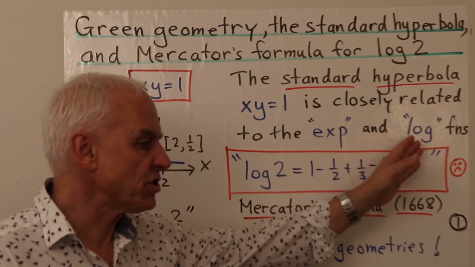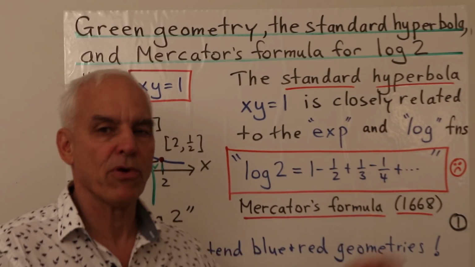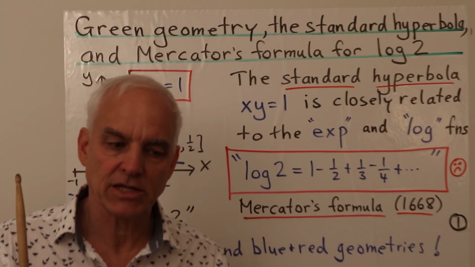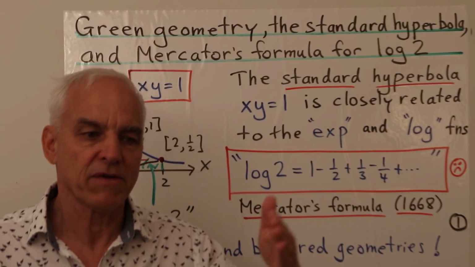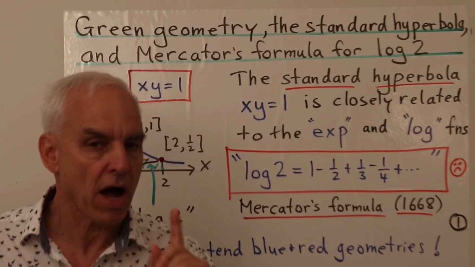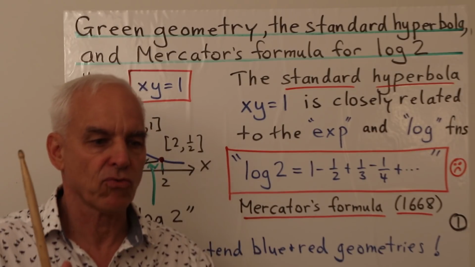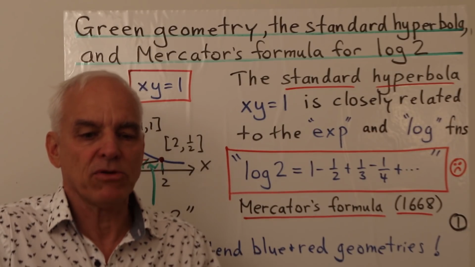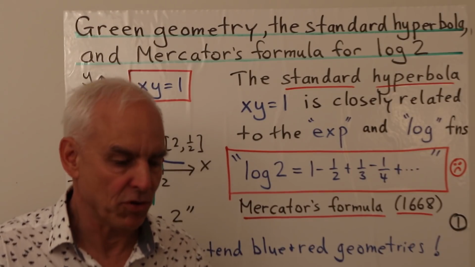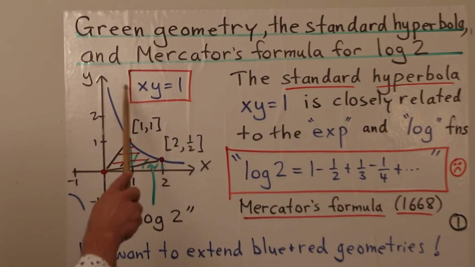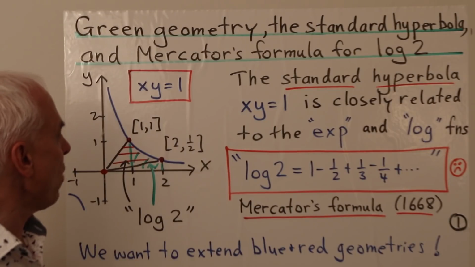Although these are in quotes, because the usual approach to these functions is not adequate from our point of view. It involves performing infinite numbers of operations, which we are not allowed to do. So we have to reconfigure this so that we're able to say everything in a purely algebraic and finite and computable way. Okay, so here is the function or the curve xy equals 1.